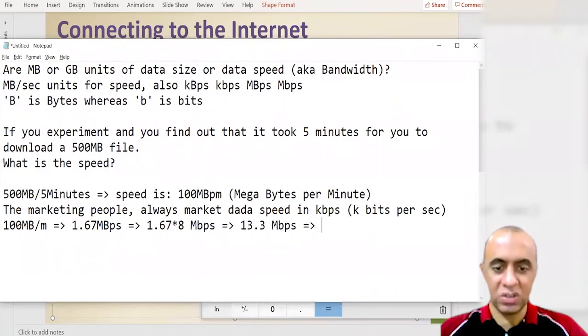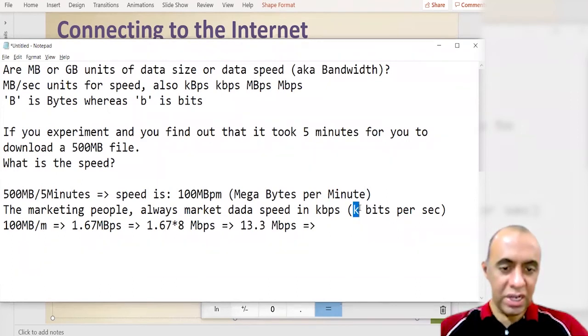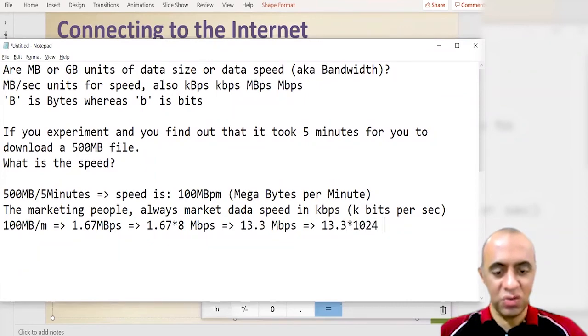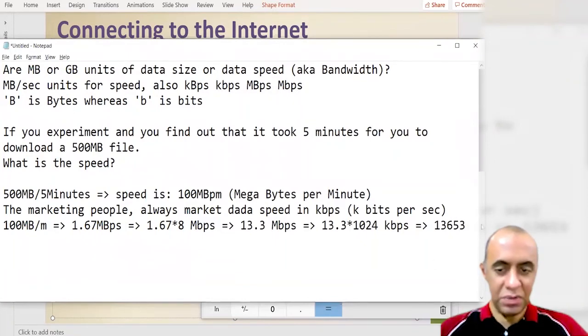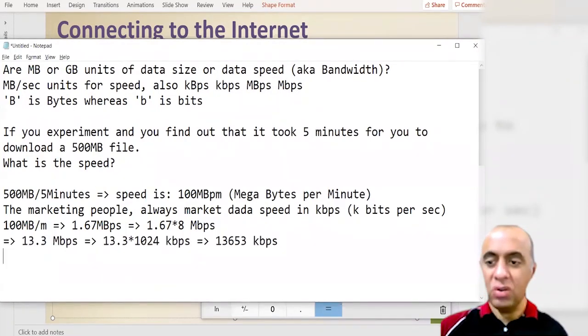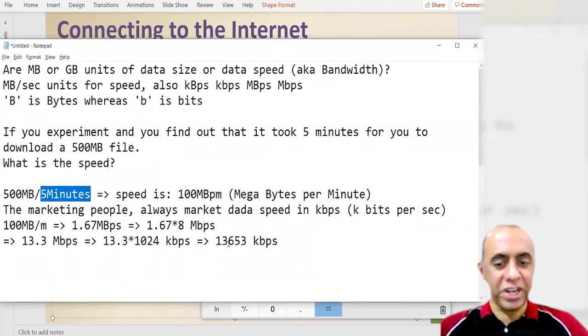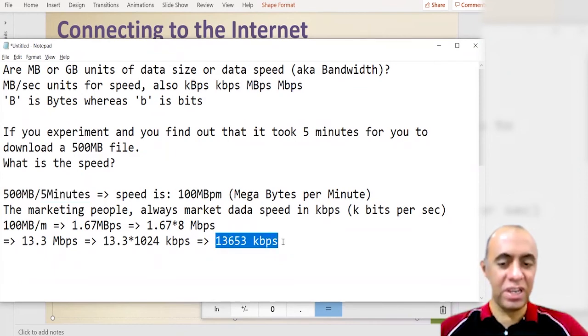We are close but not there yet, so we have to convert this mega into kilo. We have to multiply this with 1024, which is almost 1000, which is by the way, 1000 is short for kilo in normal circumstances, but in the digital domain, in the binary domain, if you have to write kilo, you have to write 1024. So 13.3 multiplied by 1024. Now the units will have become kbps. So now we multiply and you get 13,653 kbps. Now picture this. You downloaded a 500 megabyte file in 5 minutes over the internet, and the speed you received was 13,653 kbps.